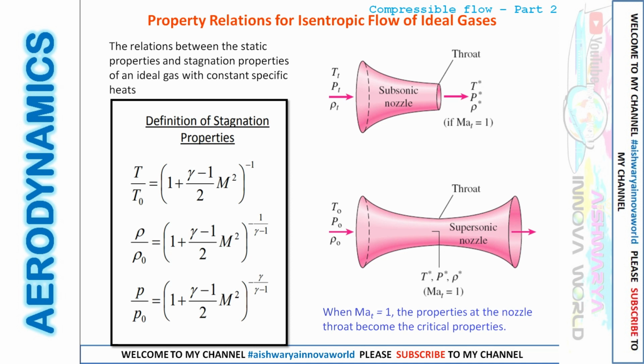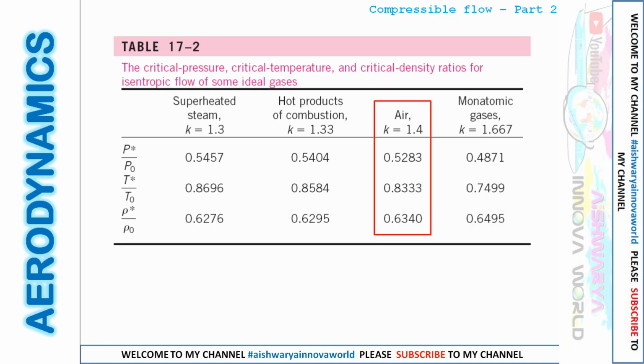Here is a table of critical pressure, temperature and density ratios for isentropic flow of some ideal gases. The K value is 1.33 for some gases, and for air we consider K equals gamma, which is 1.4, and for monoatomic gas the gamma value is 1.667. In air we can also consider it a diatomic gas. So please focus on the right border. You have to remember these values.